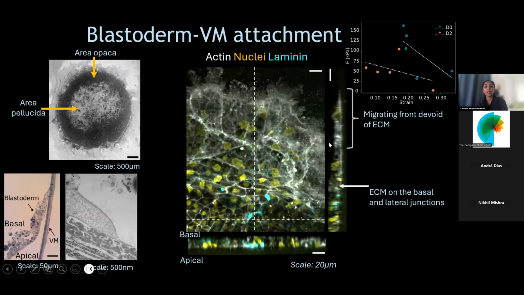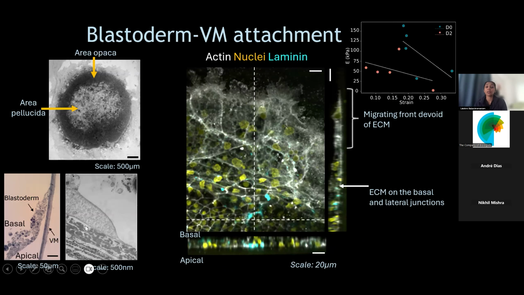laminin. So we went on to measure the stiffness of this underlying substrate, which is the vitelline membrane in this case. And we find that with time, the vitelline membrane properties change, but it roughly stays within the range of about 50 to 100 kilopascal.